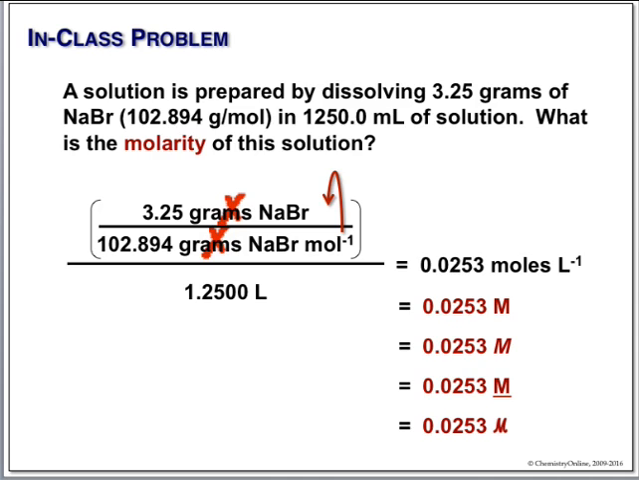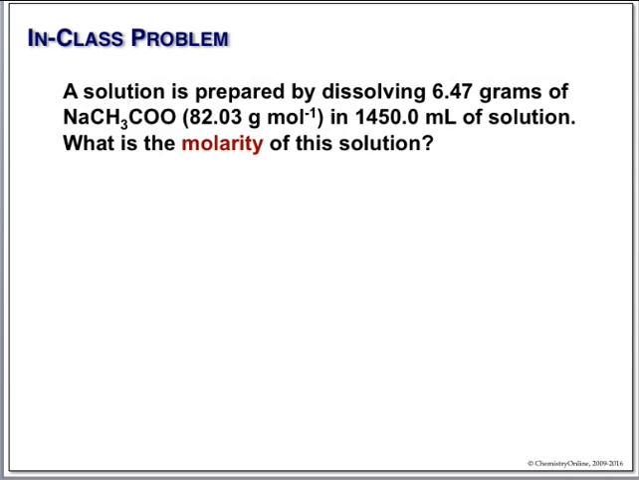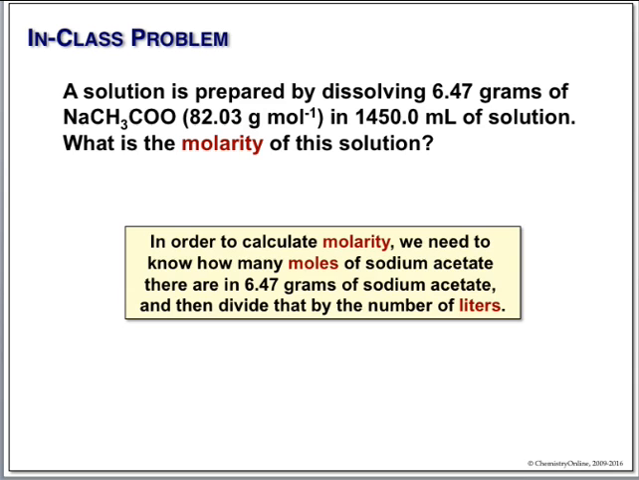Let's do another one. 6.47 grams of sodium acetate. 1450 mils of solution. What's our molarity? Just like before, going to convert our mass to moles and divide it by liters. Go ahead and set it up.